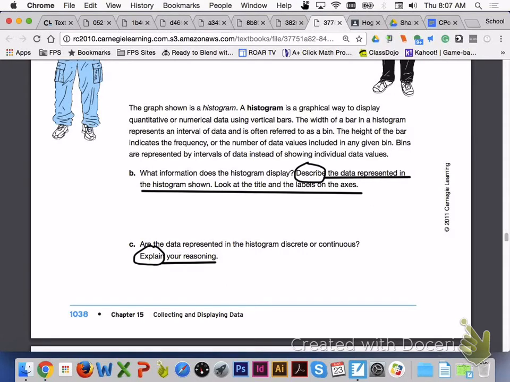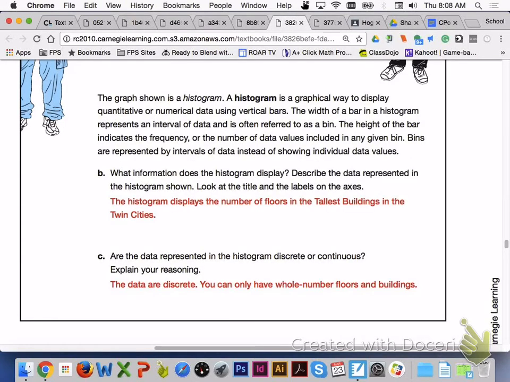Please answer letter B and letter C with your group members. For letter B, the information that the histogram displays is the number of floors in the tallest buildings in the Twin Cities. Letter C, the data are discrete. You can only have whole number floors and buildings.